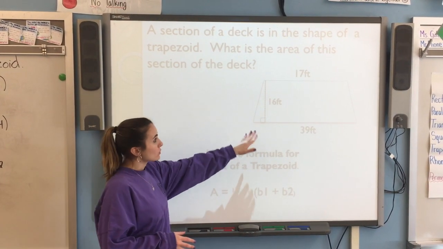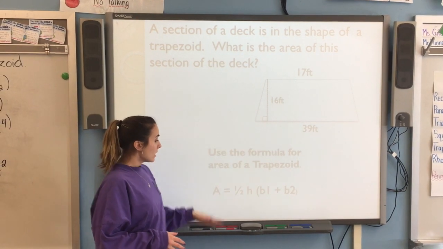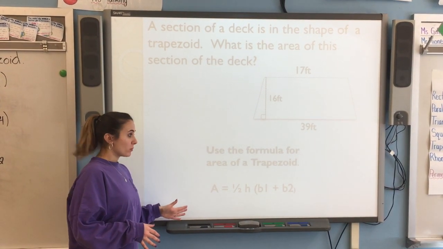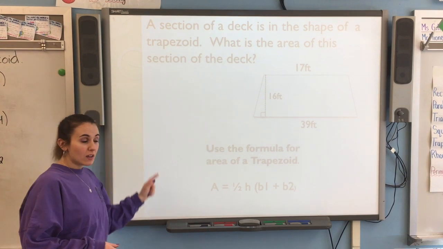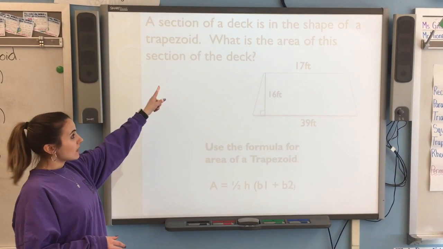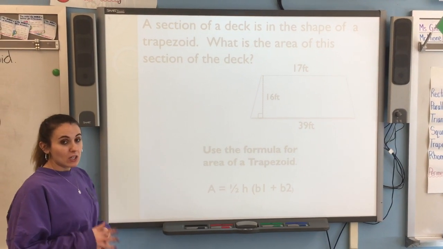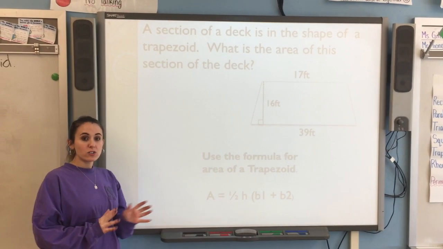So you have your trapezoid, you have the information, and here once again we supplied you with the formula. You have to use the formula to find the area of the deck with the information given. So I'm going to give you a minute to pause the video and try this on your own.